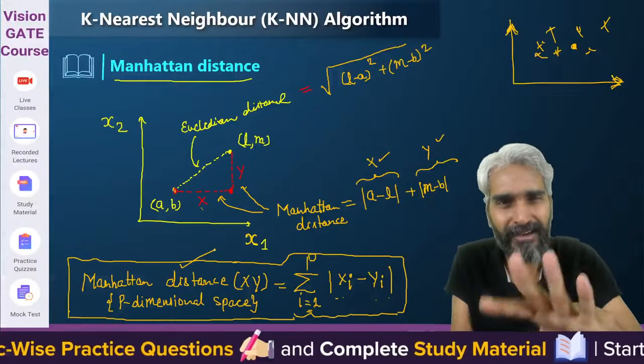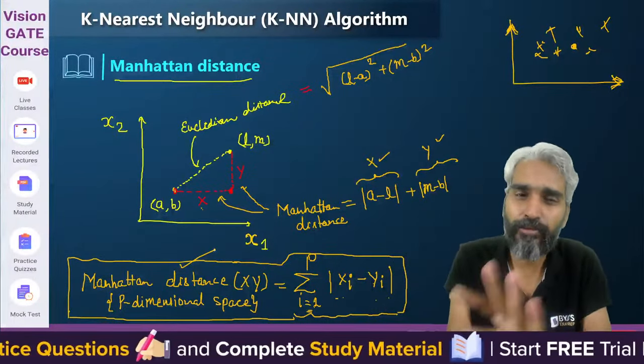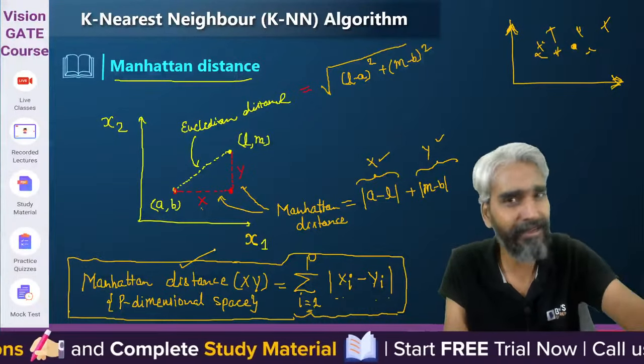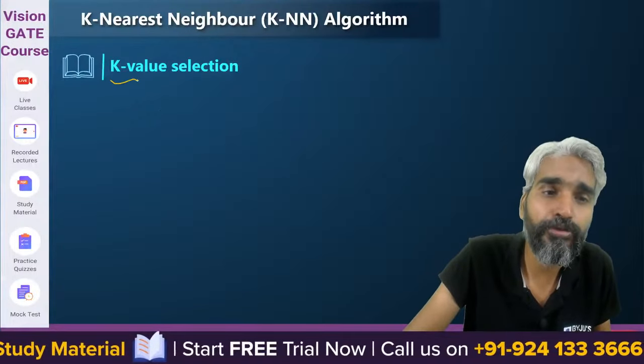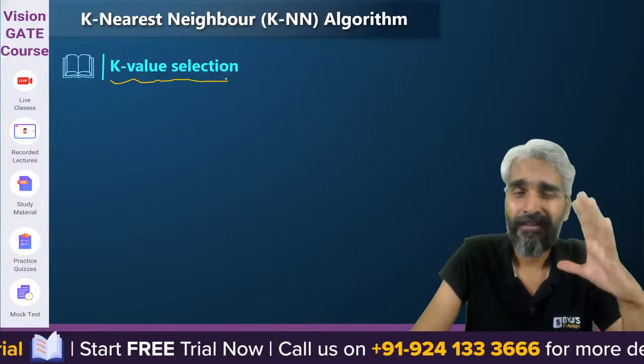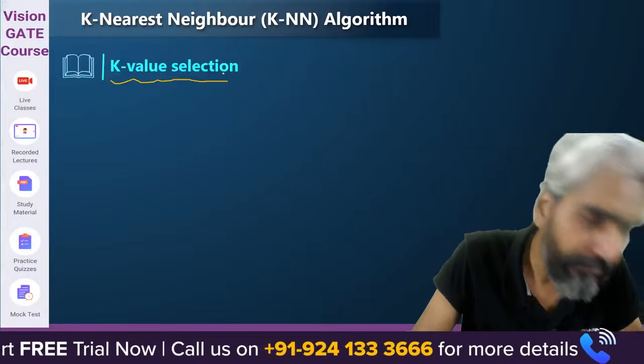So the canonical algorithm is very easy. You just need to calculate these distances. Either it will be Euclidean or it will be Manhattan. Now comes the k-value selection. Please try to understand. It's taking too much time, but please try to understand.